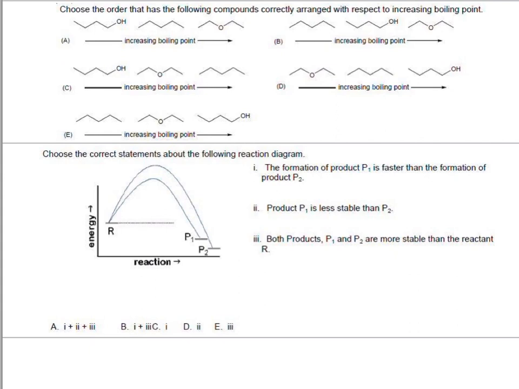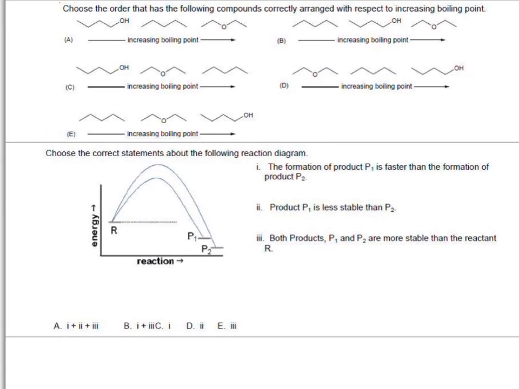Okay, the next question: you have to choose the order that has the following compounds correctly arranged with respect to increasing boiling point. Notice there are 3 compounds and they have just been arranged in different orders. You have one which has only hydrogen bonding. You have another one which has only van der Waals forces of interaction, and the third one has dipole-dipole interaction. So this is basically a test of essentially which force of interaction is strongest.